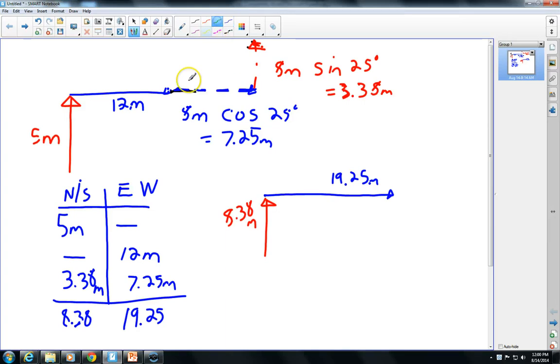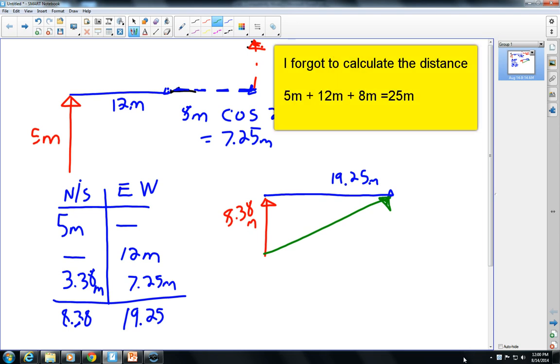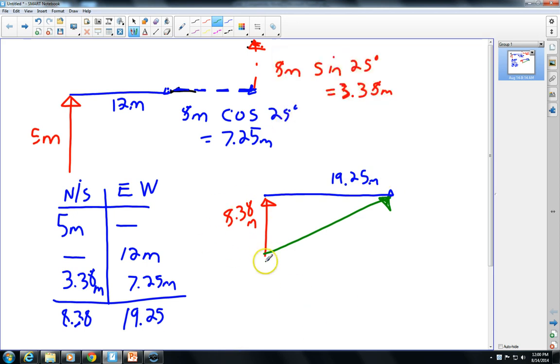And to find the resultant, you would use Pythagorean's theorem. You would take your 19.25, square it, your 8.38 meters, square it, find the square root, and then you would also find out the resultant angle. Okay?